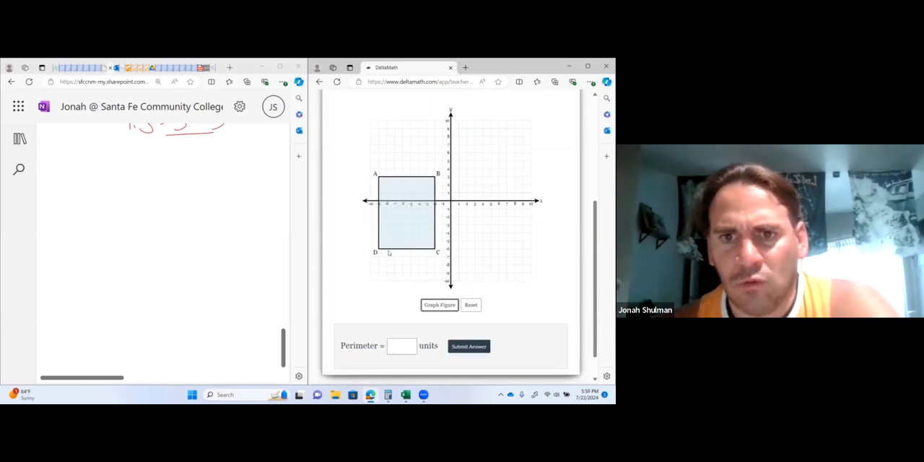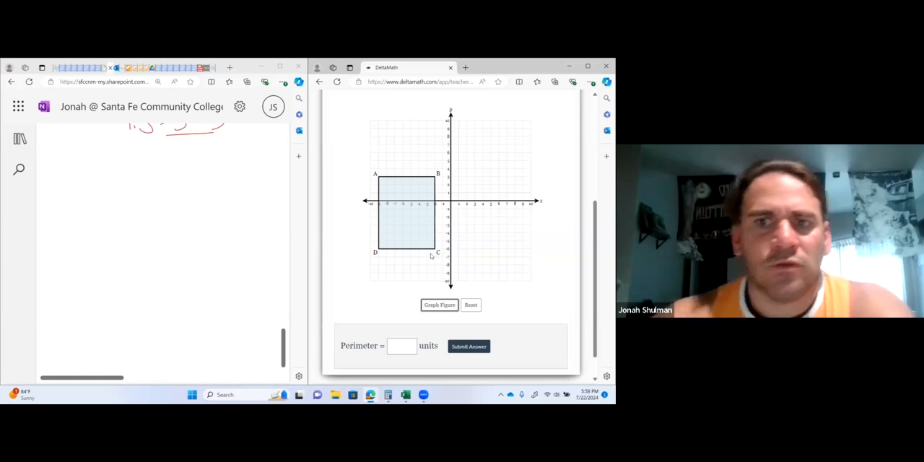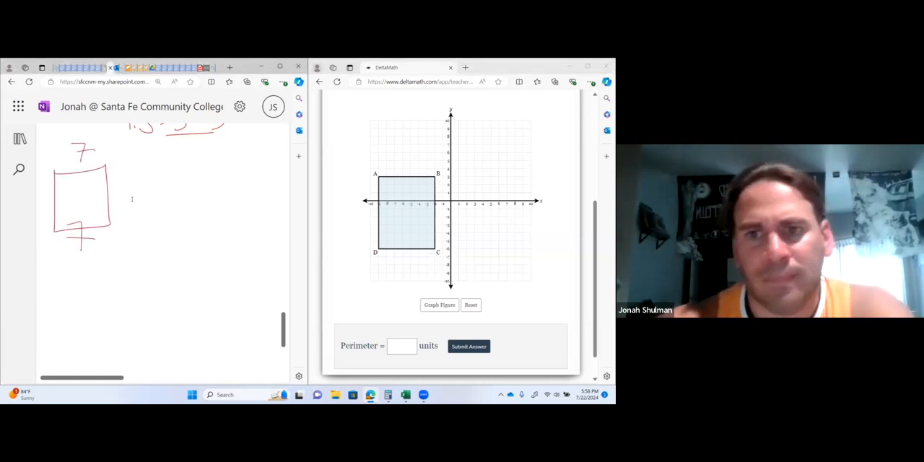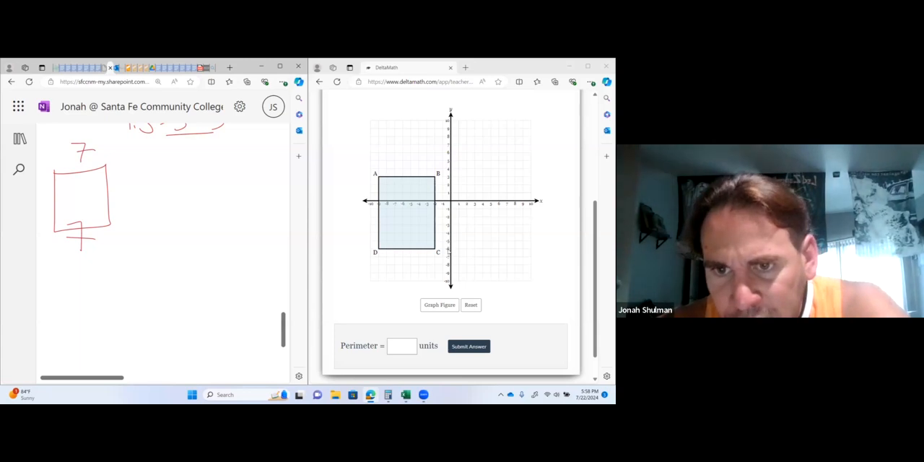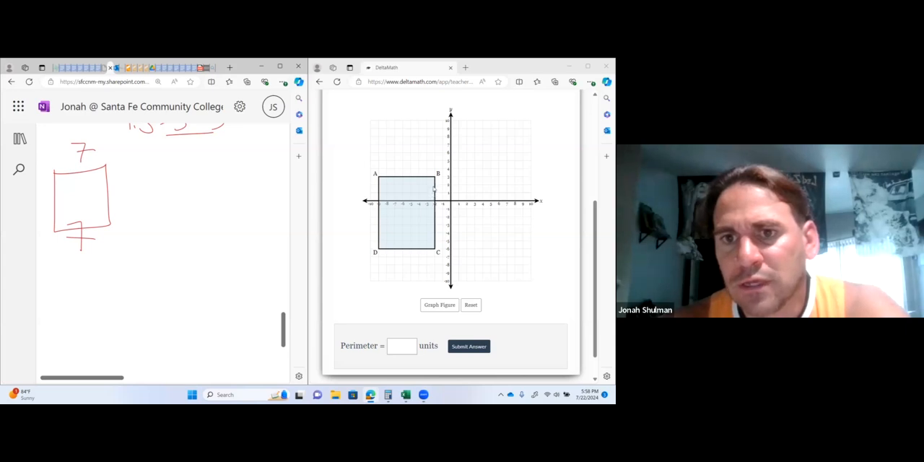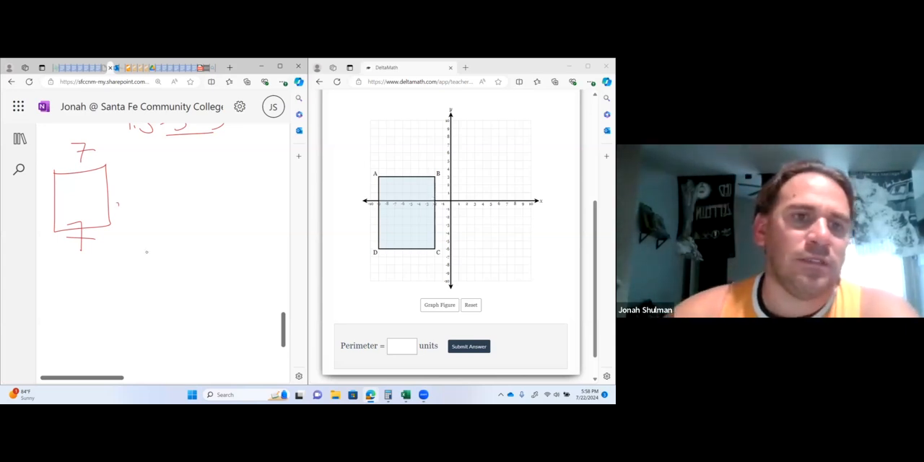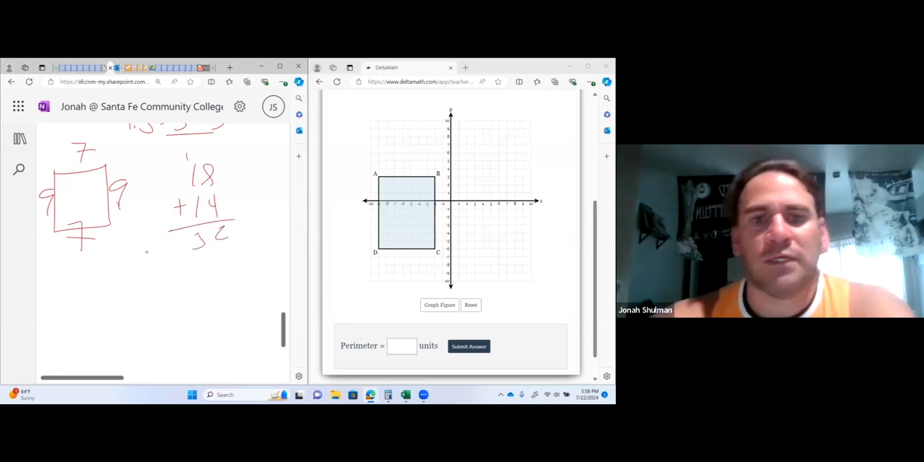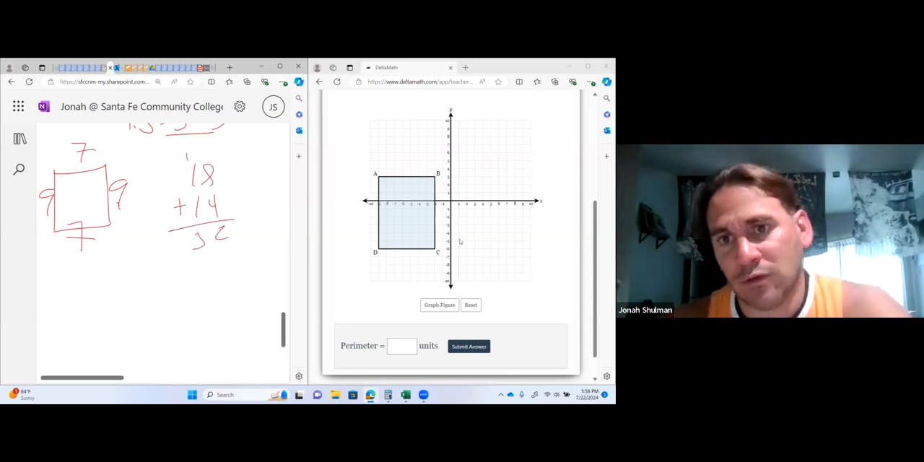We can just count 1, 2, 3, 4, 5, 6, 7. So 7 on top, 7 on the bottom. And from 3 to -6 should be 9. 1, 2, 3, 4, 5, 6, 7, 8, 9. 9 to 9 is 18. So it's 18 plus 14. 32 boxes. Or you can count them all. Oh, sorry. You can count all the way around. The inside's the area.